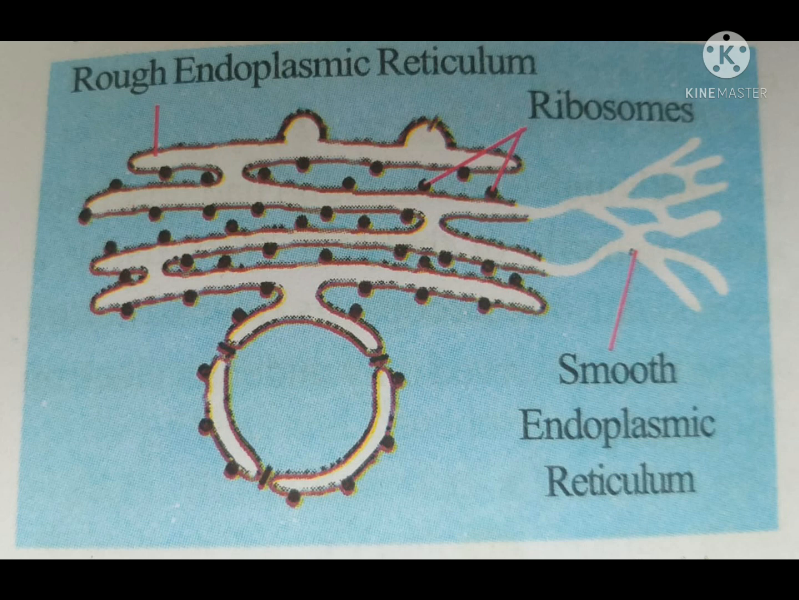Next, cell organelle, ribosomes. The small granule-like structures in the cytoplasm are called ribosomes. We can see ribosomes on the surface of the rough endoplasmic reticulum.